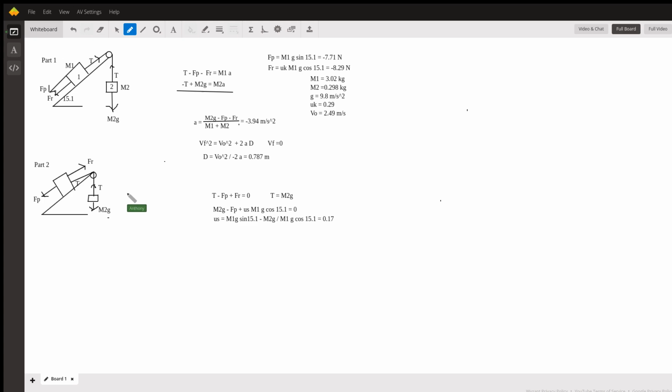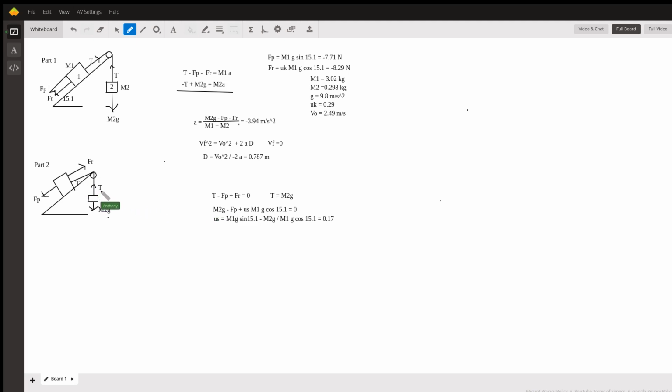Now, the second part of the question is that, well, once it gets up, what is the minimum coefficient of friction so that this block does not slide down the slope? So in this case, the force due to the component of gravity is still downward. However, now static friction, which prevents it from sliding, is now up. It's an up vector. The tension is still up.